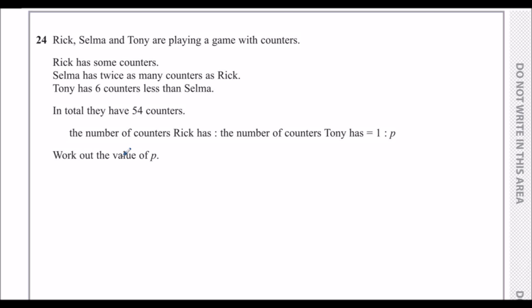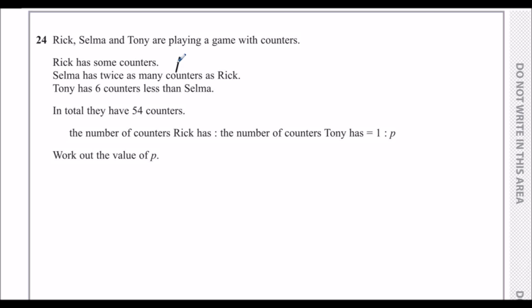And then the question says the number of counters Rick has to the number of counters Tony has is 1 to P, work out P. So let's do this one step at a time. Let's work out how many counters they have. So Rick has some counters. I'm going to use algebra. I'm going to form an equation.